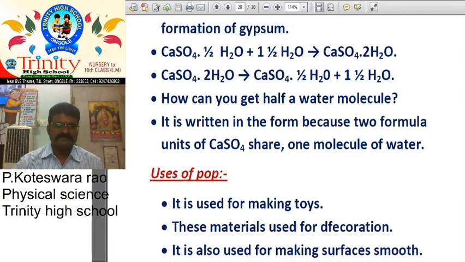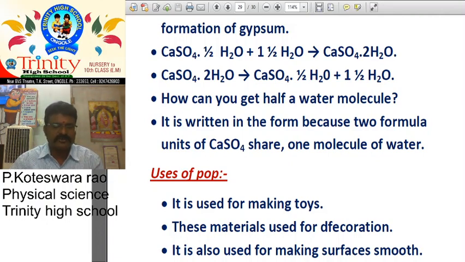After that, we already discussed the preparation and uses. What is the general use? Doctors use this for bone fractures to join bones in the right position. That is the general use. But what about the more important uses of POP? POP means plaster of Paris.